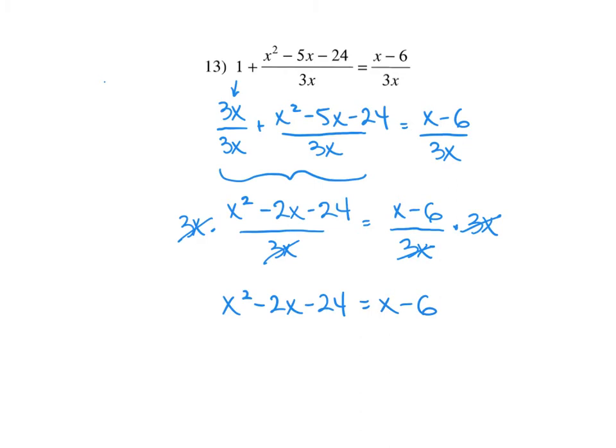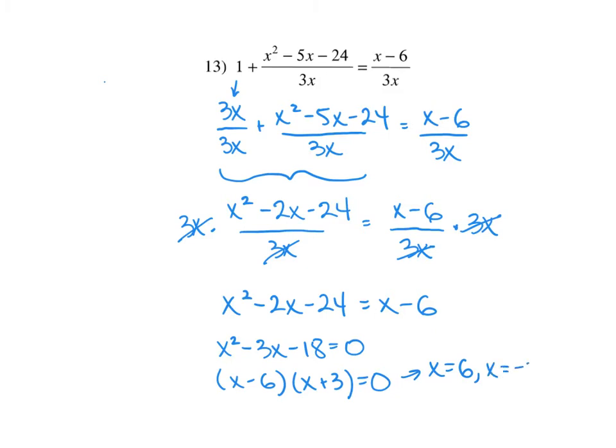This is a quadratic equation, so I'm going to get everything on one side of the equation and set it equal to 0, and then I'll factor. So here I've set my quadratic equation equal to 0. Here I found my two factors, and when I set each of those equal to 0, I would get that x equals 6 and x equals negative 3.